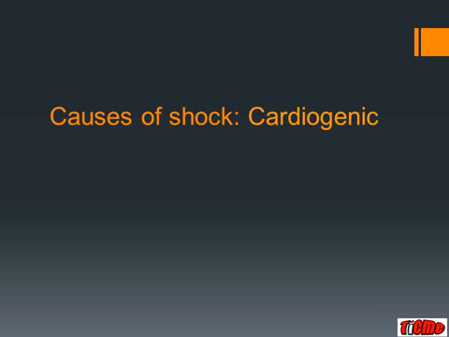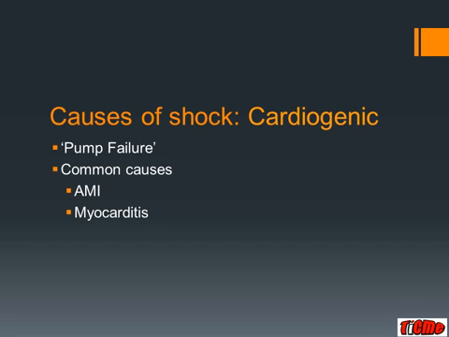So let's talk about each of the causes of shock in turn. Let's start with cardiogenic shock, otherwise known as pump failure. Common causes include such obvious diagnoses as acute myocardial infarction, myocarditis, which is often a cause of cardiogenic shock in the younger person, cardiac arrhythmias, which are probably the most spectacular form of cardiogenic shock that we see, and sepsis in special situations because some of the circulating cytokines can cause direct myocardial depression.